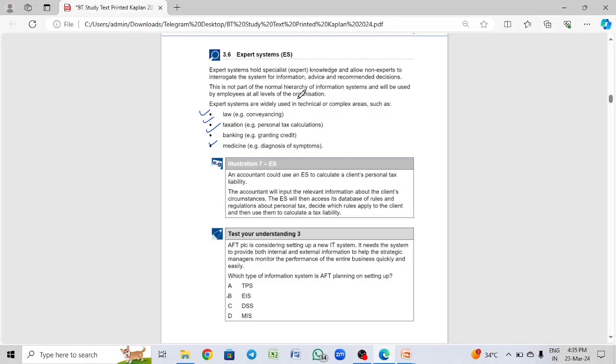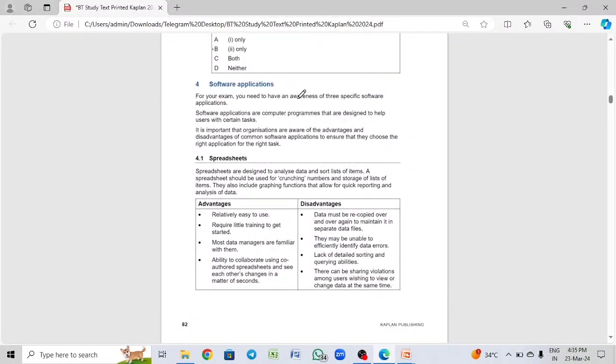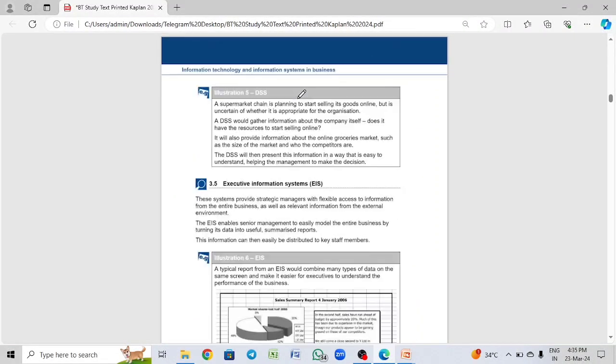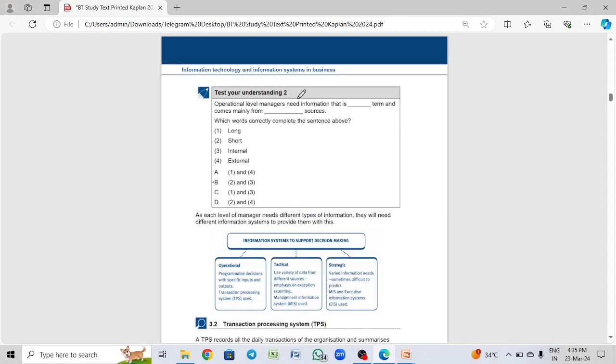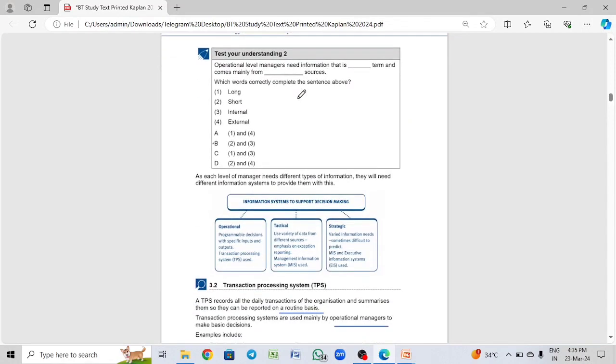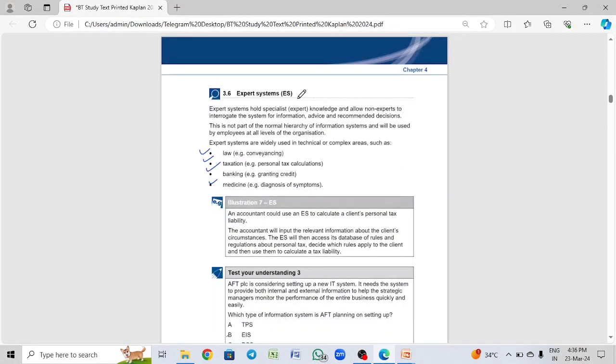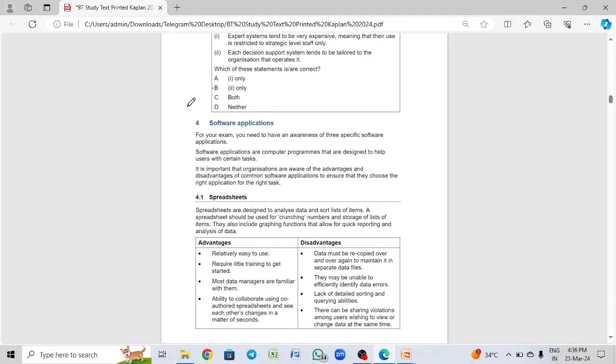Initially only the setup cost is high, but then it is very useful in the case of small organizations, right? So these were the types of information systems that are present in an organization. Now let's get to the software applications that are installed in these information systems.